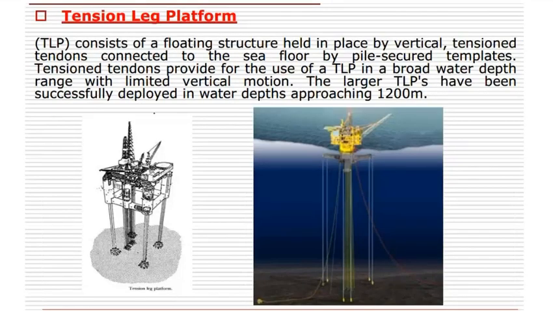A TLP consists of floating structures held in place by vertical tension tendons. You can see these are the vertical tendons. It is restrained by these, held in place by these tendons only, connected to the sea floor by pile structure templates. These are the pile structure templates, and they will be connected to the tendons.